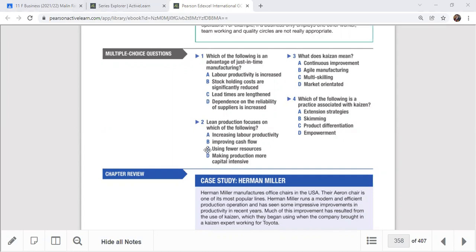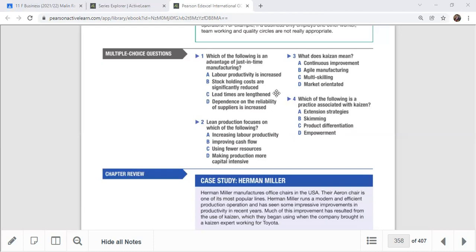Lean production focuses on which of the following? A, increase the labor productivity. B, improving cash flow. C, using fewer resources. D, making production more capital intensive. Yes, 5 students gave the correct answer. Very good. C is the correct answer, right? Using fewer resources. Lean means using fewer resources.